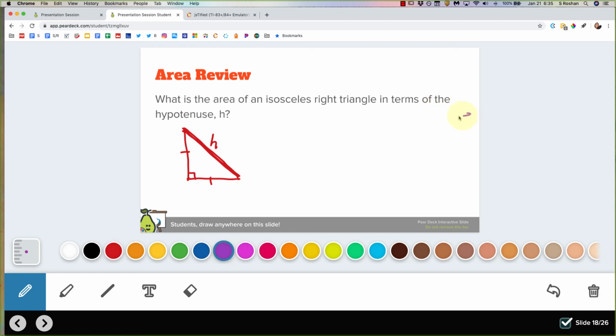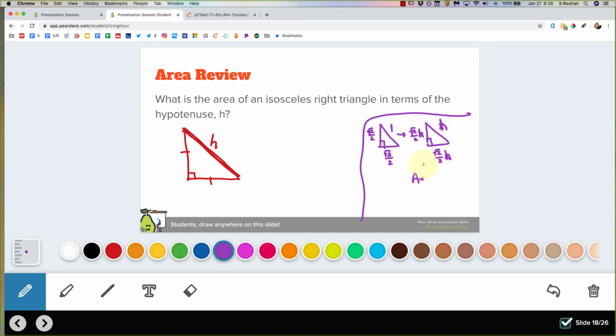What you need to remember about your 45, 45, 90 triangle is if this is 1, then this is root 2 over 2, and this is root 2 over 2. So that means if this is x, then this is root 2 over 2 x, and this is root 2 over 2 x. Let me call them h's because I called that h. So let's revise this. That's h, and that's h, and that's h. So what is the area?